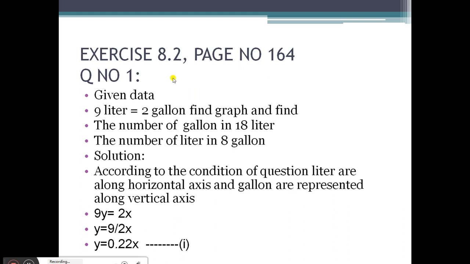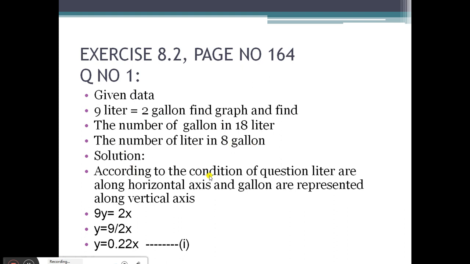Dear student, now we are going to solve exercise 8.2, page number 164. As we are solving graph problems, we make sure to take positive arbitrary points of x and y because we are dealing with conversion graph. Question number 1, given data: 9 liters is equal to 2 gallons. Draw the graph and find the number of gallons in 18 liters, and the number of liters in 8 gallons.